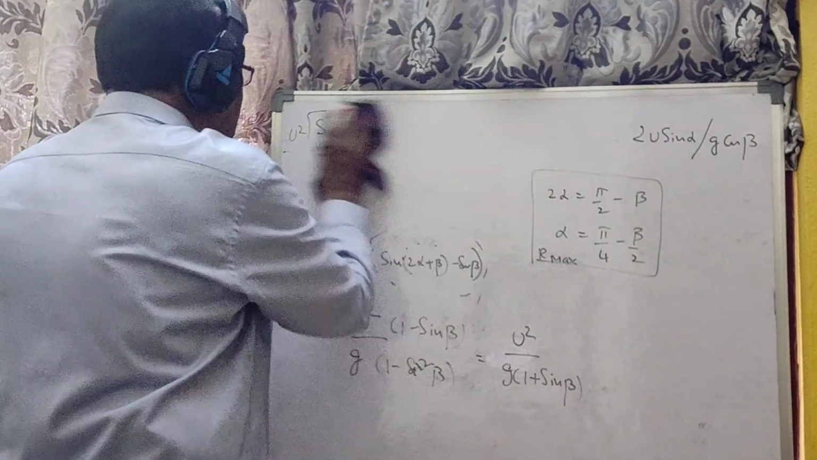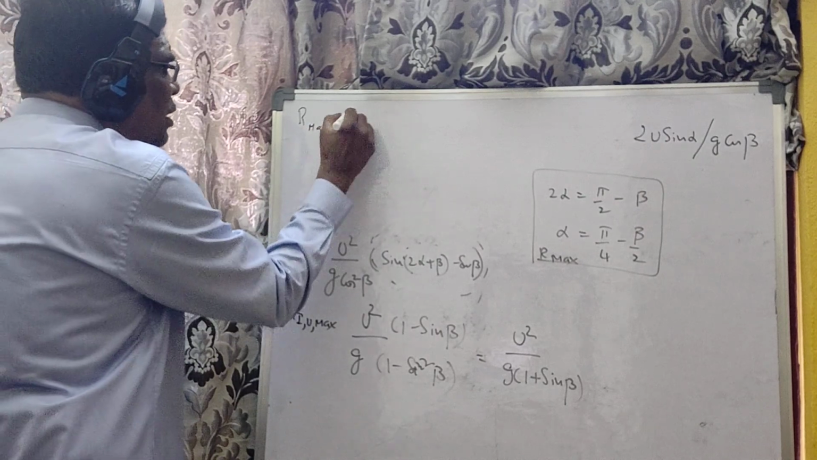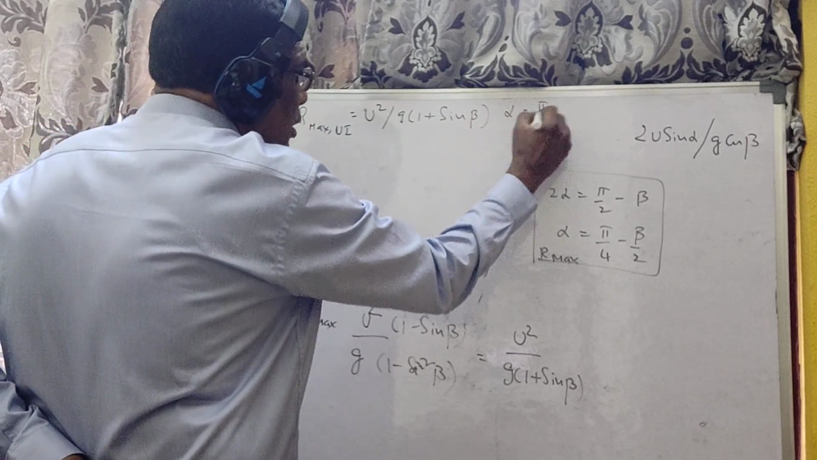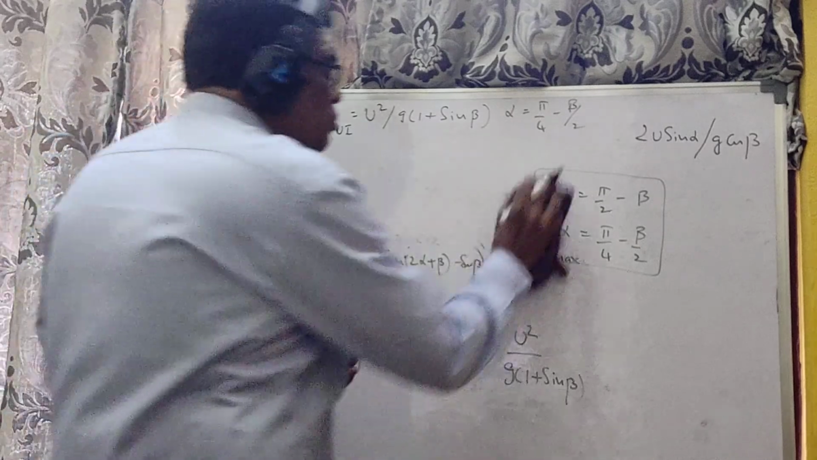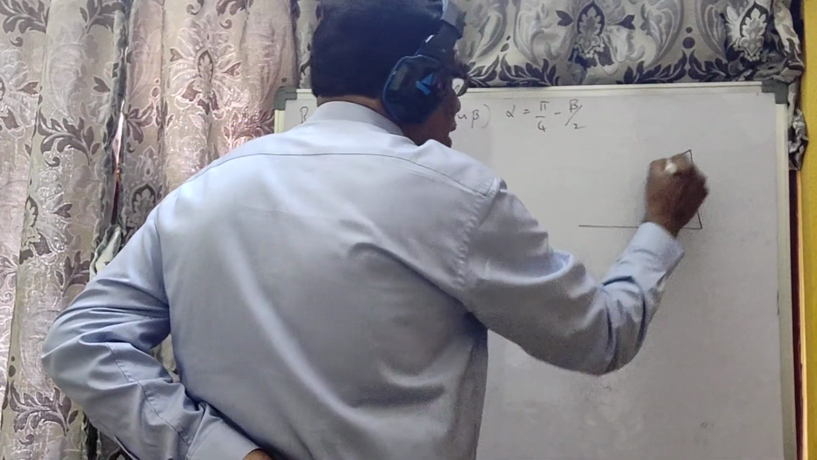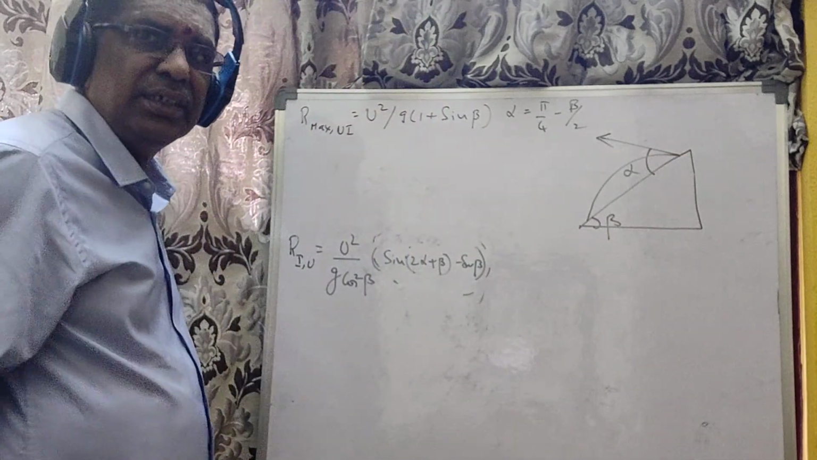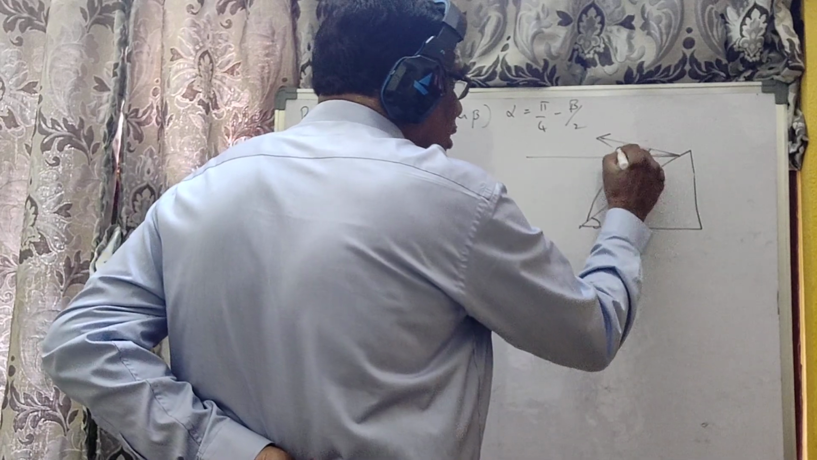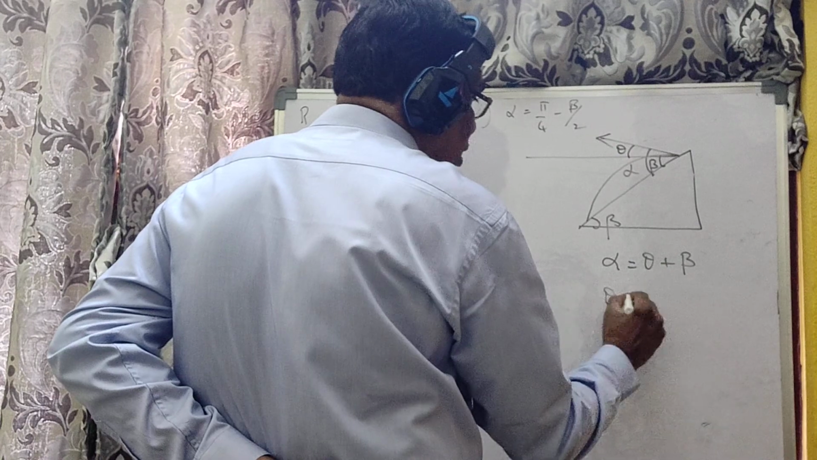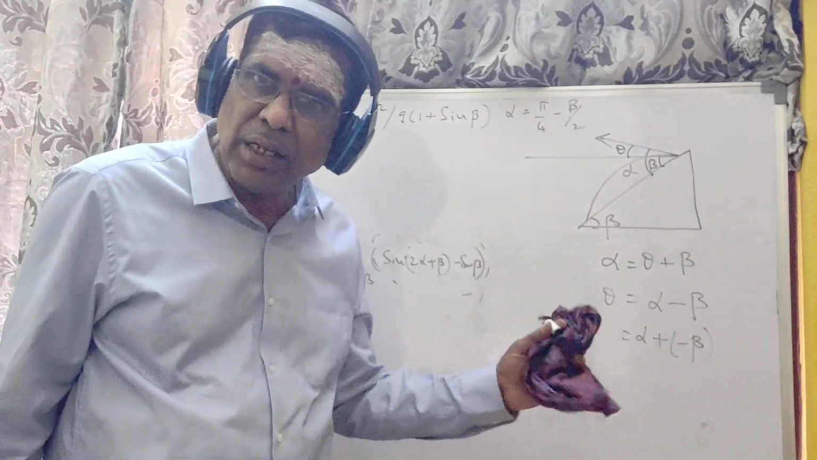I'll erase this part everywhere, okay? Except this now. R max up the incline is u squared by g into plus sine beta, and alpha must be given. All right? Now, I have written all this everywhere. Now, look at that. Supposing if I project like this is alpha. So let me presume likewise it has come. This is my horizontal line. Therefore, this is theta, this is beta. So how do you write? Alpha is equal to theta plus beta. Theta is alpha plus or minus beta.